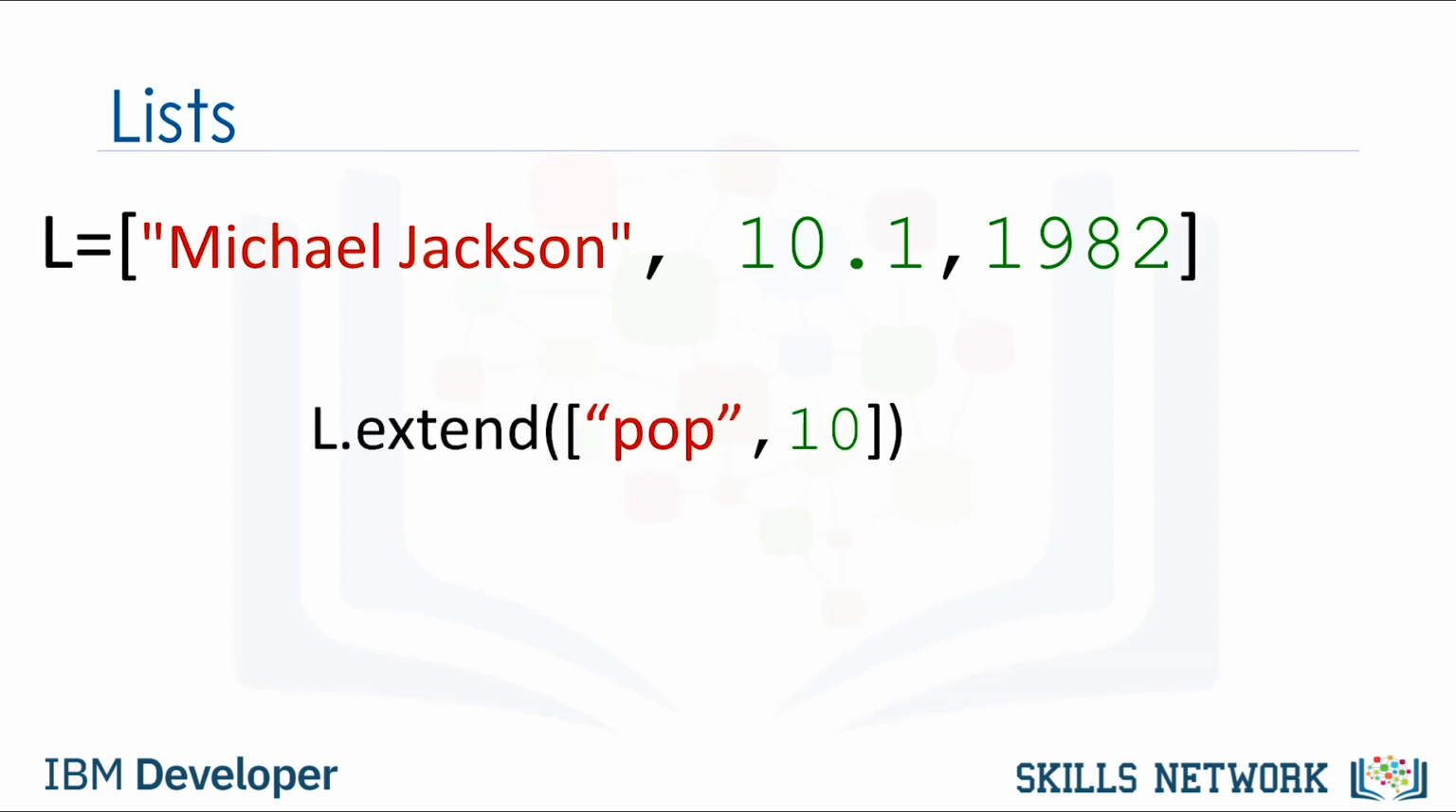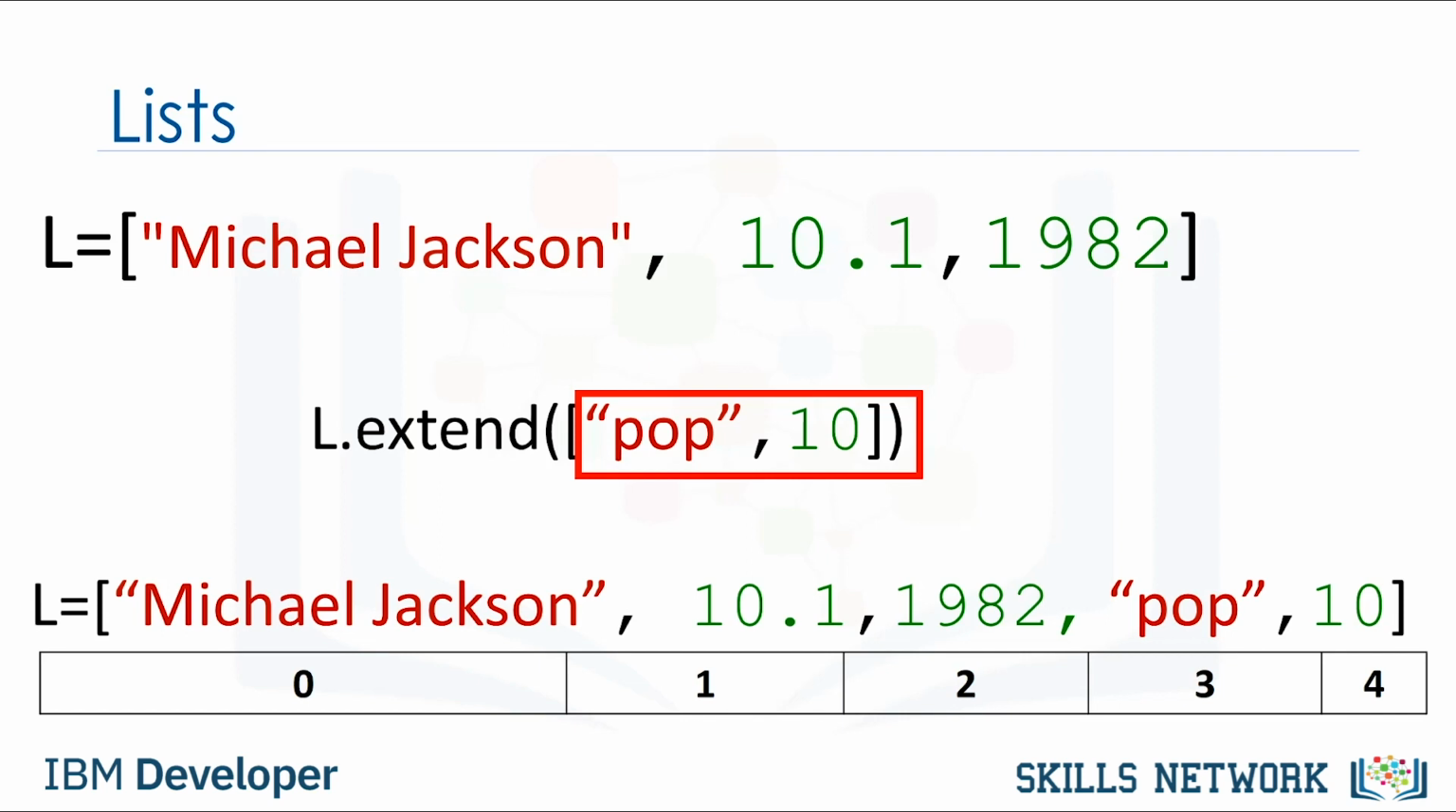For example, we apply the method extend by adding a dot followed by the name of the method, then parentheses. The argument inside the parentheses is a new list that we are going to concatenate to the original list. In this case, instead of creating a new list, L1, the original list L is modified by adding two new elements. To learn more about methods, check out our video on objects and classes.